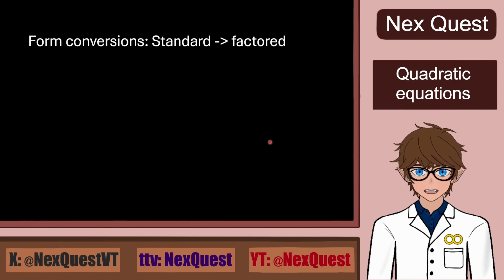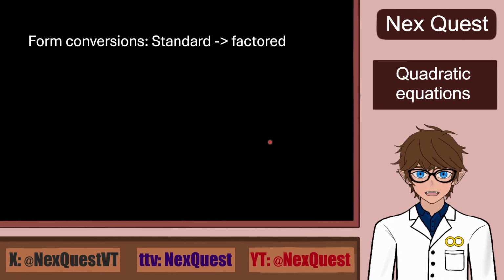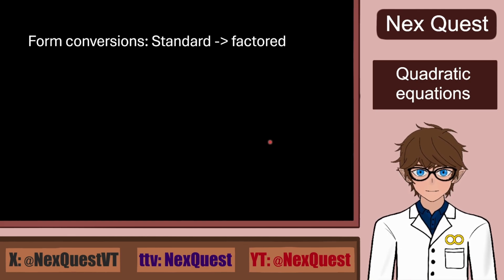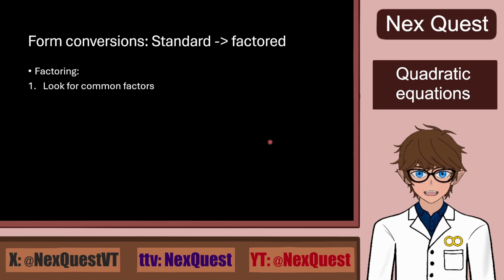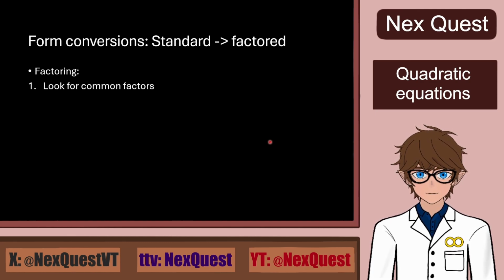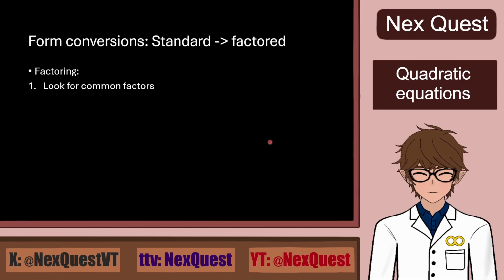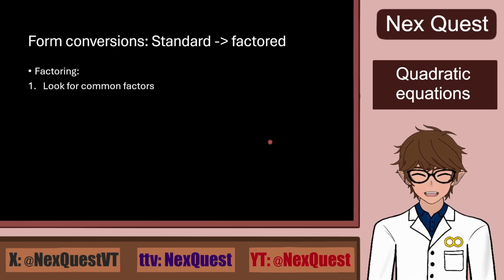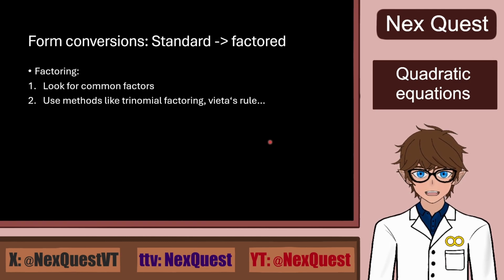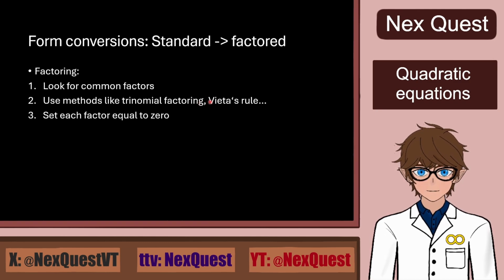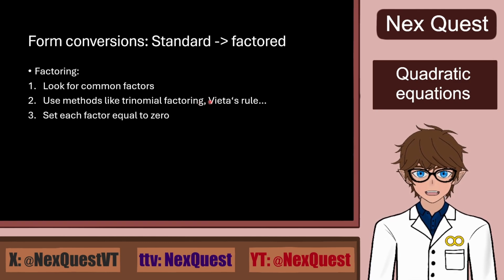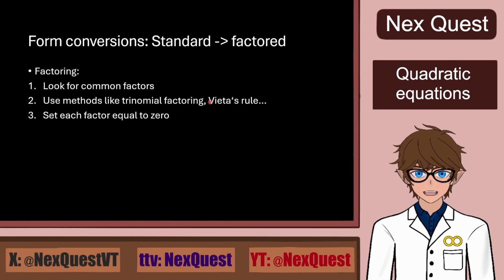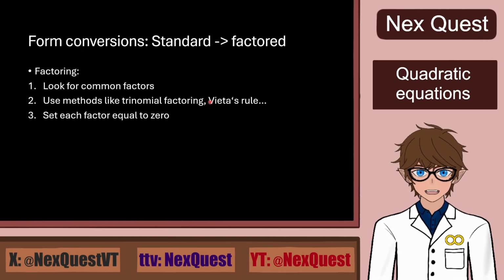But now let's get to the main point of the forms I want to cover. Conversion from standard to factored form. We use factoring. Oh, our beloved factoring. This is like the 4th time we're using it by now, so hopefully you all know how to do it. First, we look for common factors. Then we use methods like trinomial factoring and Vieta's rule. And then we set each factor equal to 0. So you will see what I do when I go by and solve it.